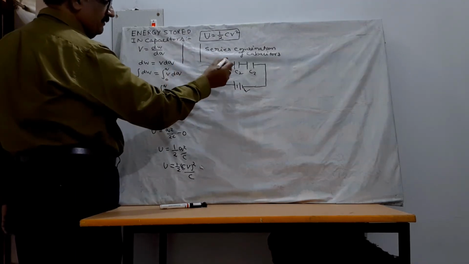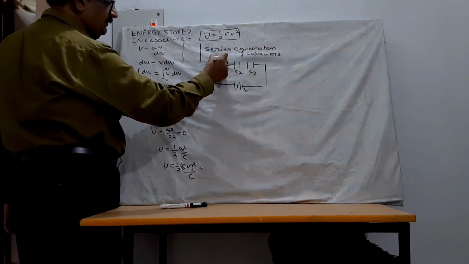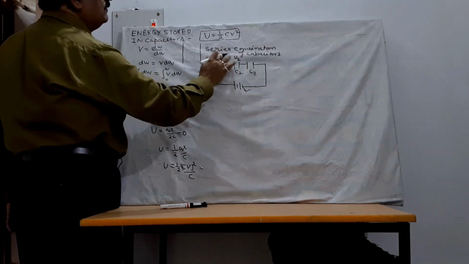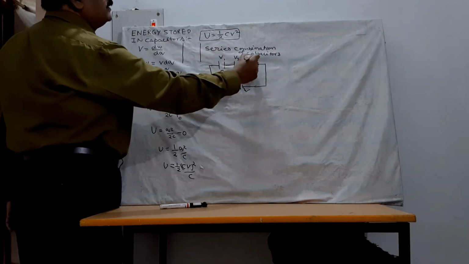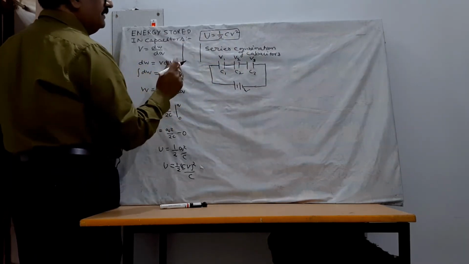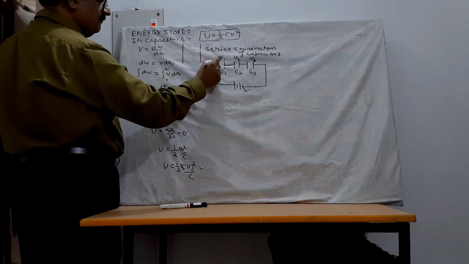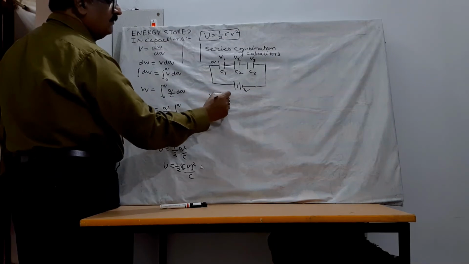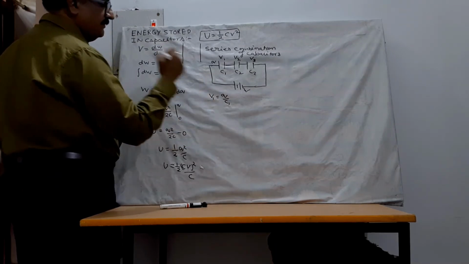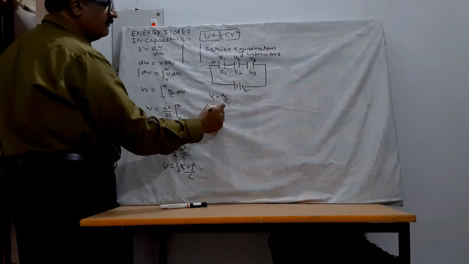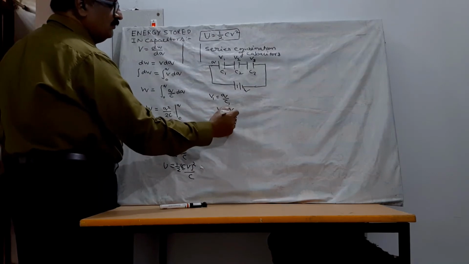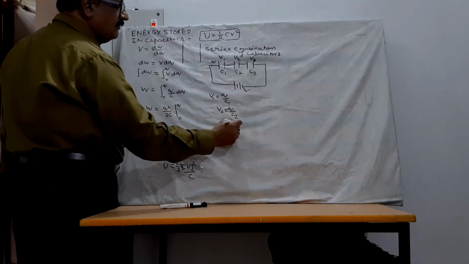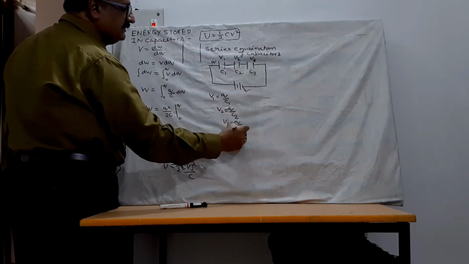Let the potential difference across this capacitor be V1. Potential across this capacitor is V2. And potential difference across this capacitor is V3. Since they are in series, charge will be the same. Then V1 will be equal to Q upon C1. The V2 will be equal to Q upon C2. V3 will be equal to Q upon C3.